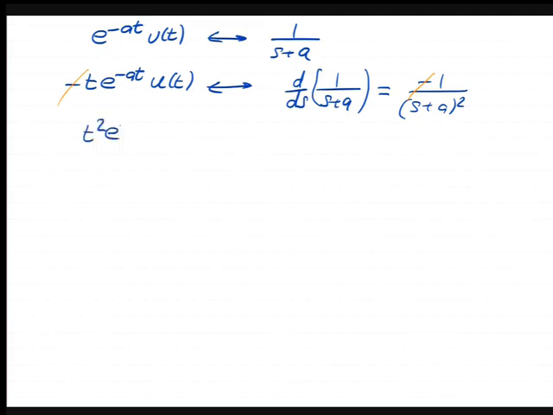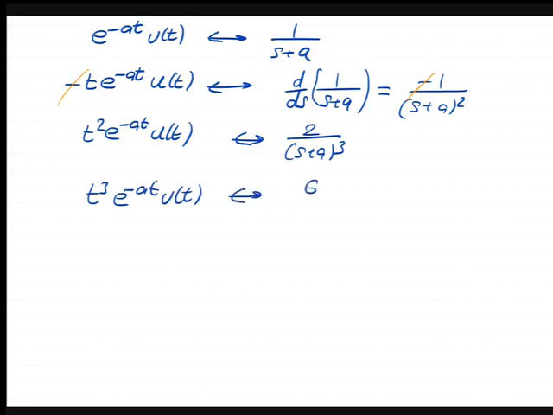And t squared times e to the negative at u of t will be again another derivative of this and a negative sign. And if you work out the details, this time when you take the derivative of this, there will be a factor of 2, right? Negative 2 actually, and the negatives will cancel, so it will be 2 over s plus a cubed. So if you do it one more time, you will accrue another 3 coming in. So u of t, 6 by s plus a to the 4.